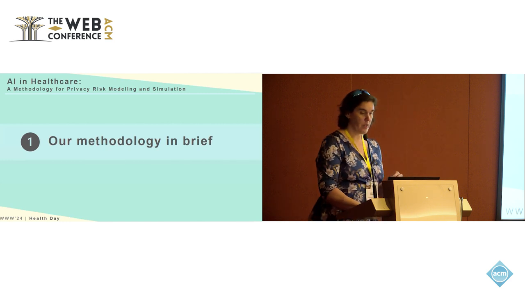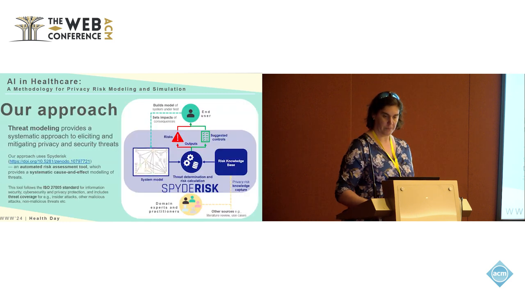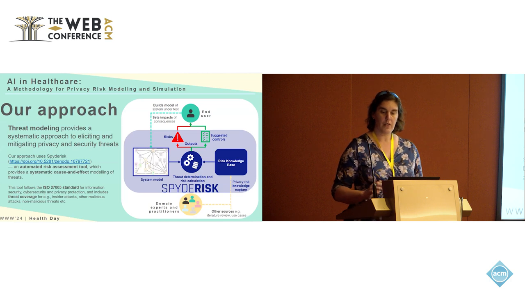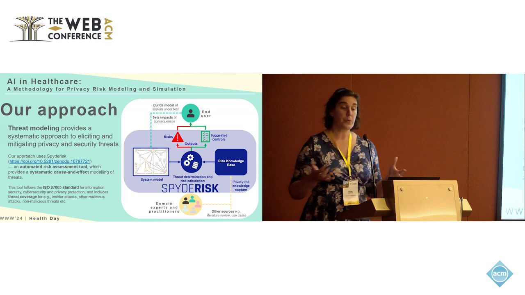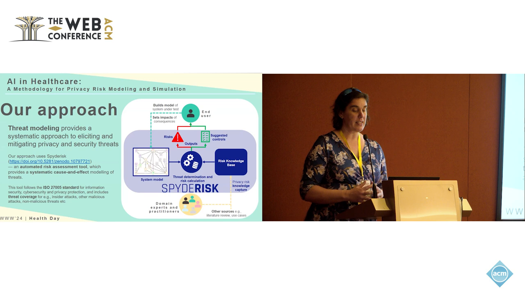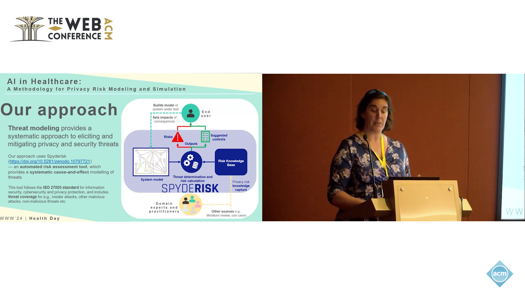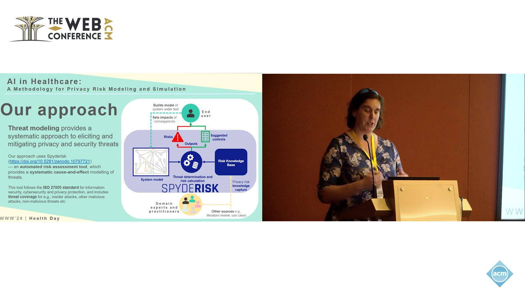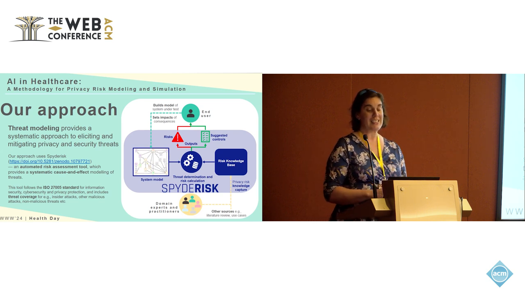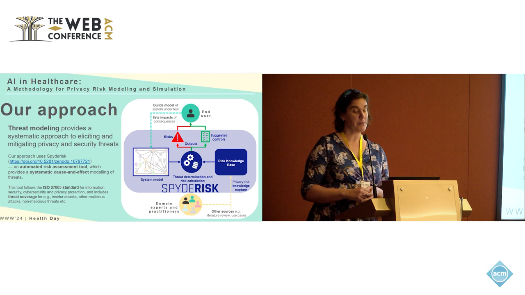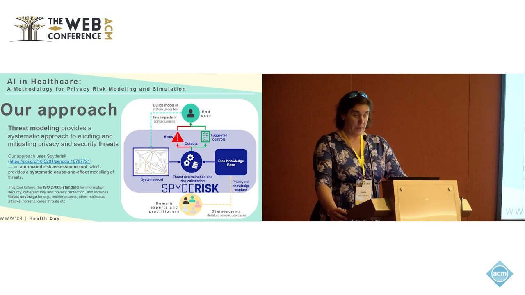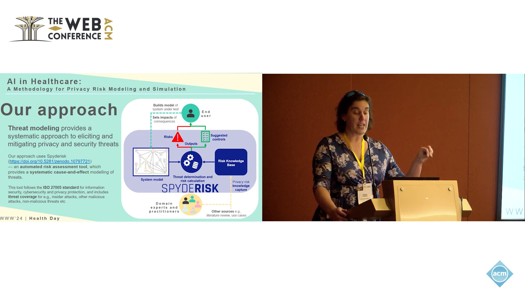Quick overview of what we're going to do. We have this automated risk assessment tool called Spider Risk, which provides a systematic cause and effect modeling of threats. It contains a machine-readable knowledge base that describes classes of system assets and their possible relationships together with the associated threats, causes, and effects. So this includes threat coverage for things like insider attacks or malicious attacks or non-malicious threats.